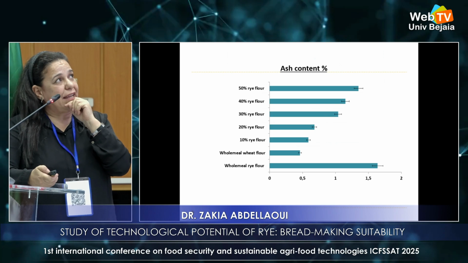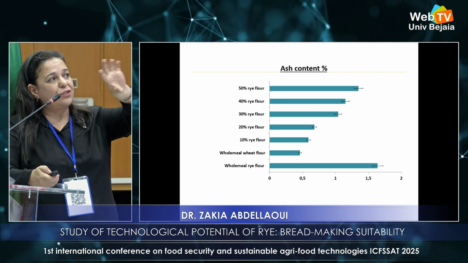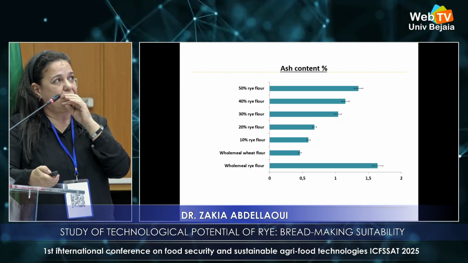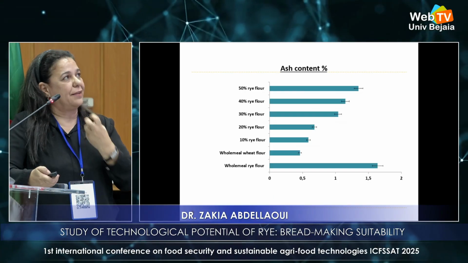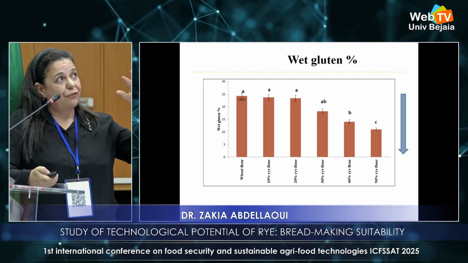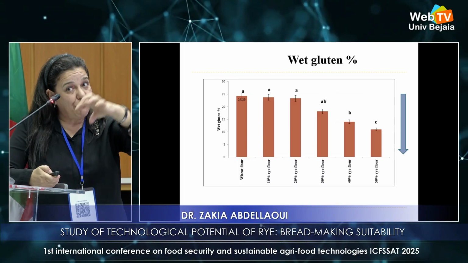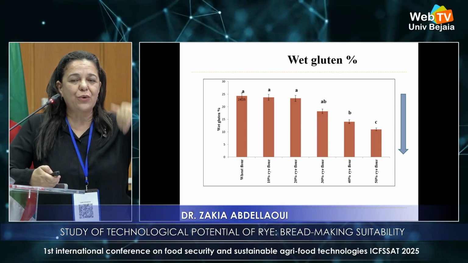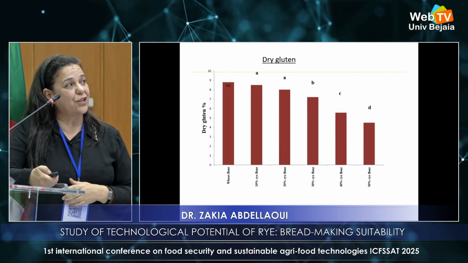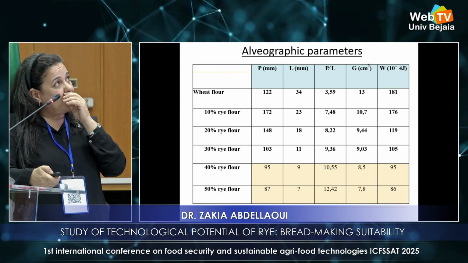Okay, ash content. In whole flour rye, we have an important amount of ash because it's rich in fiber and bran. Gluten, it's a good thing for health. When we increase the rate of rye in flour, the gluten decreases. Wet gluten decreases and dry gluten also decreases. It's interesting.